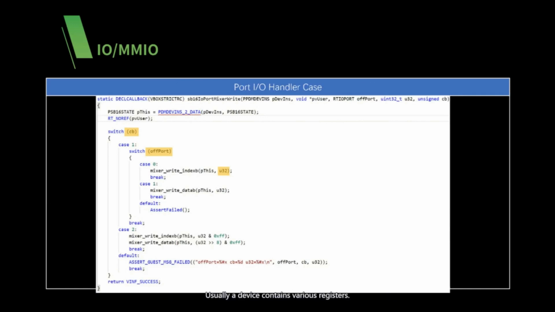Usually a device contains various registers. We can see that when the offset parameter is 0, usually the value parameter represents the index of the register to be operated. When the offset parameter is 1, usually the value parameter represents the value to be written to the register. This register is specified when the offset parameter is 0.